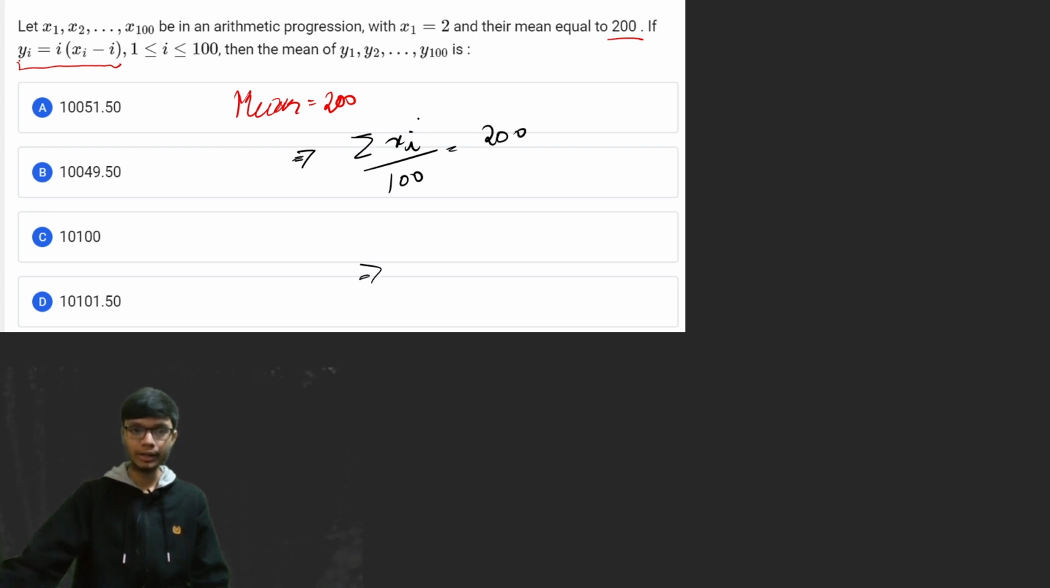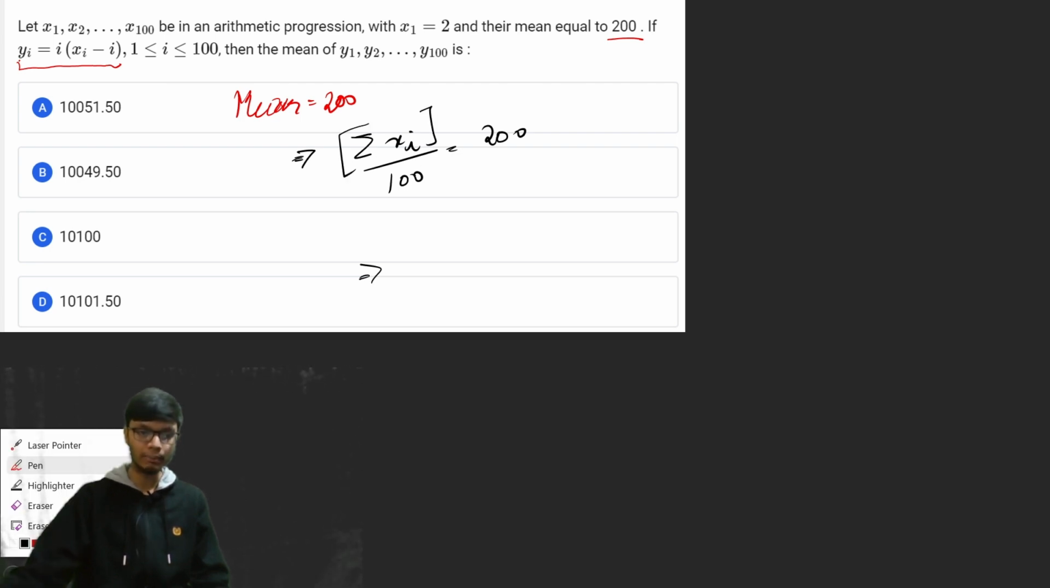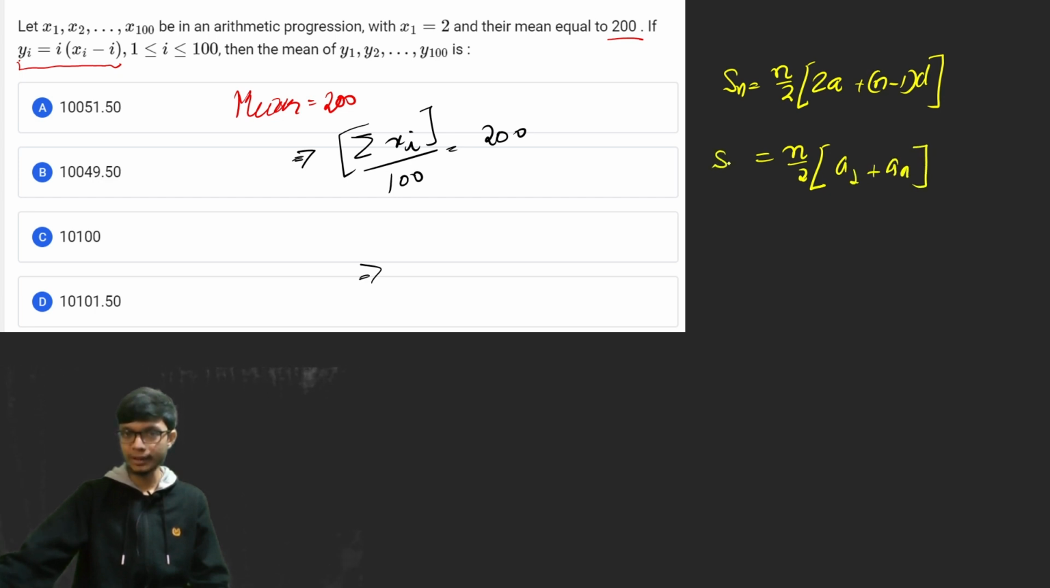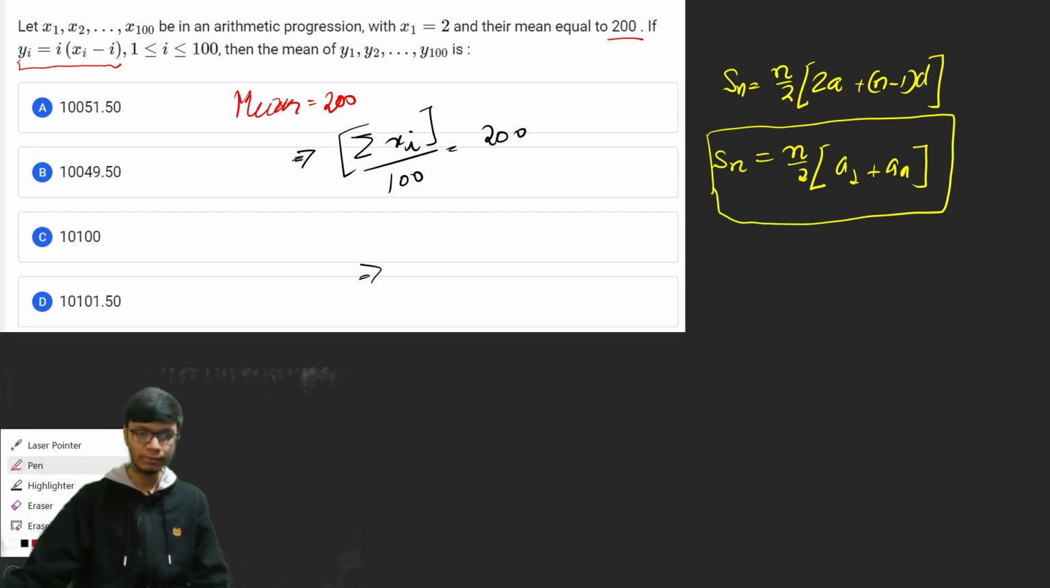Now from here, whenever it is the summation of an AP, the sum of n terms of an AP is given by the formula n by 2 whole into (2a plus (n minus 1) into d). This can also be written as n by 2 into (the first term plus the last term). That is the sum of the n terms of an AP.